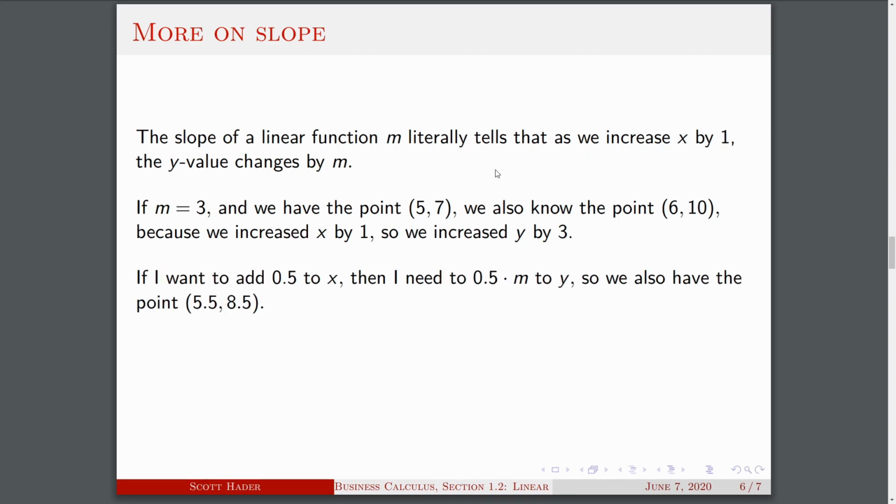Now, this is useful even if we are not adding a whole number to x. So what if I'm adding like a half to x? Well, instead of adding the slope, I'm just going to add half of the slope, right? Because that ratio is fixed. So instead of adding 3, I'll add half of 3, which is 1.5. And 7 plus 1.5, that's 8.5. All right, so that's another point on this graph. So remember that.